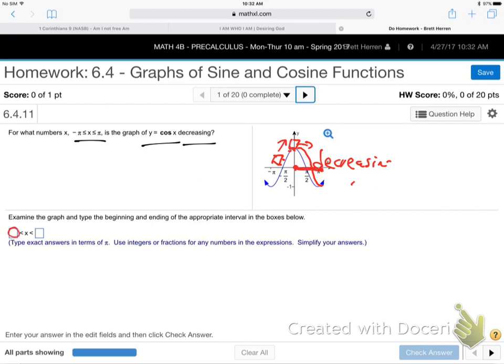So from 0 to pi. Did I get that almost? Yeah, from 0 to pi. This section is D. They want it on the x-axis, right? It's x between 0 and pi. Good. So that's E.